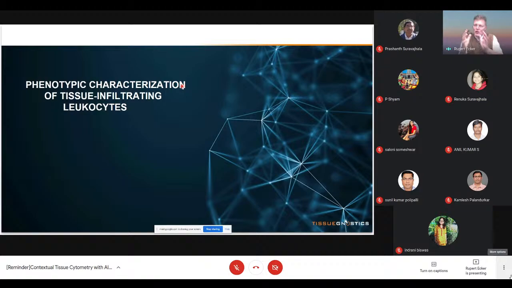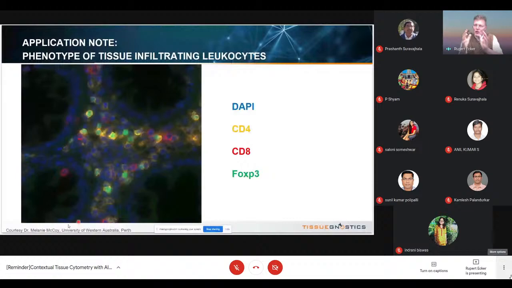We see here an example which I received from University of Western Australia in Perth. It's a colorectal cancer stained for four markers: DAPI, T helper cells, cytotoxic T cells in red, and FOXP3. You may know that CD4 and FOXP3 double positive cells are referred to as the regulatory T cells. So yellow and green double positive are Tregs, regulatory T cells.